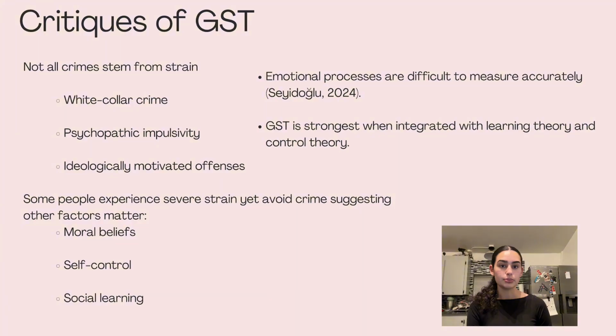Critiques of GST. Although GST is powerful, it isn't perfect. Not every type of crime is caused by strain. For example, white-collar crime, thrill-seeking behavior, or crimes committed by people high in psychopathy don't always involve anger or frustration. Another limitation is that not everyone who experiences strain commits a crime. Factors like moral beliefs, self-control, or strong social support reduce the impact of strain. Because of this, strain theory works best when it's combined with theories like social learning and social control.